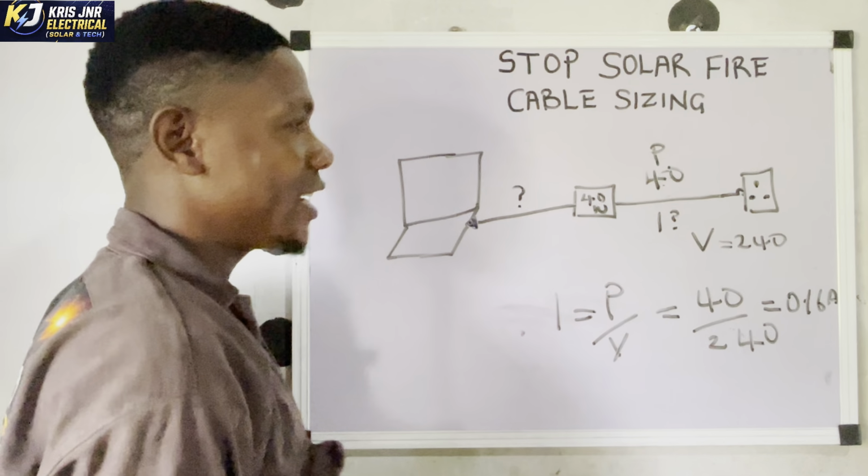Do you understand? So we use P equals IV. We know the power that is flowing through the cable, which is 40 watts, and the voltage is 240. So 40 divided by 240 is the current, which is 0.16. Okay, that is the current. Whenever you see a cable in a solar setup, do your calculation. If you see any cable here, you calculate for current.